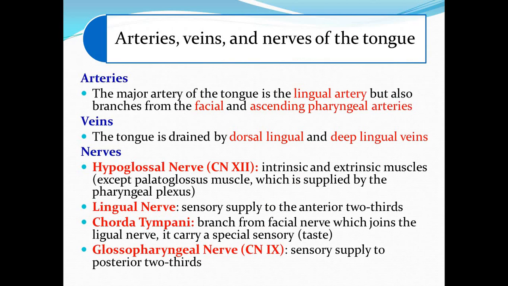The blood supply to the tongue is mainly by the lingual artery, as we talked previously, but it also has some branches from the facial and ascending pharyngeal arteries. And the venous drainage is mainly by dorsal lingual and deep lingual veins. The nerves that innervate the tongue are several. We have the hypoglossal nerve, which is cranial nerve number 12, the lingual nerve, the chorda tympani, which is a branch from the facial nerve, which then joins the lingual nerve, and then the glossopharyngeal nerve.